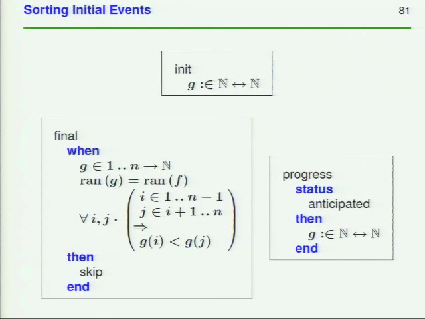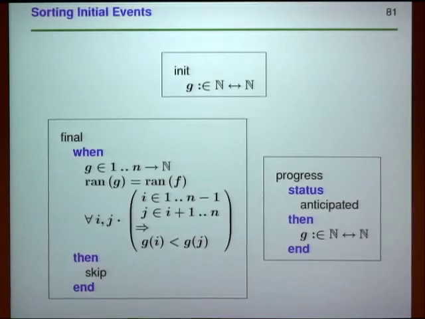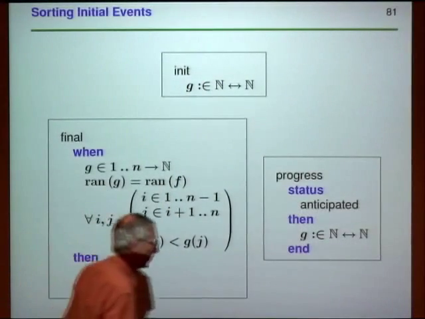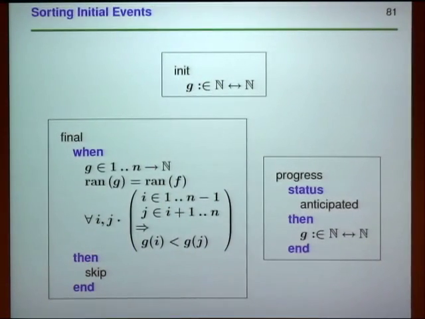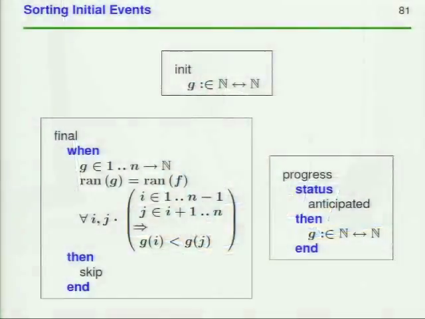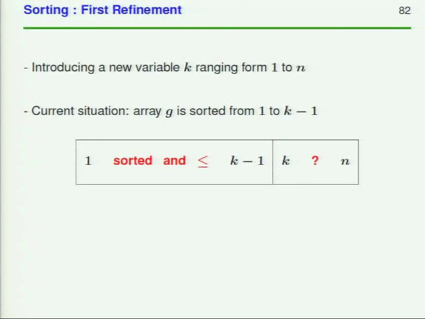And here is, you remember, we define the final, which is an event with a post condition and an empty action. So G is an array from 1 to N. The ranges are the same. And here is the way I define the ascending order. For I in 1..N-1, J in I+1..N, G(I) is smaller than G(J). And we have, as usual, an anticipated event progress, which just says that G is a binary relation between N and N.